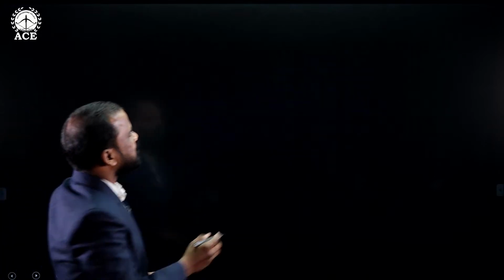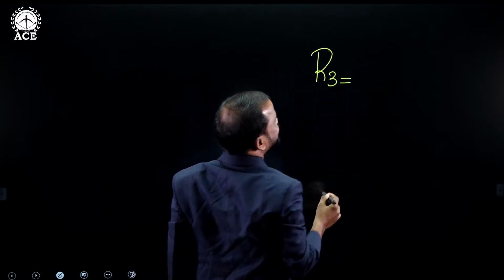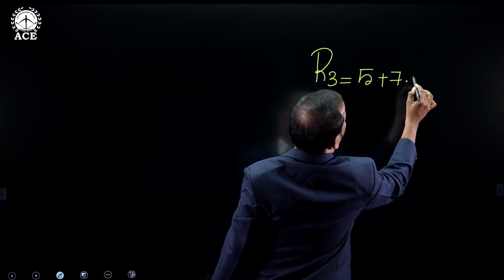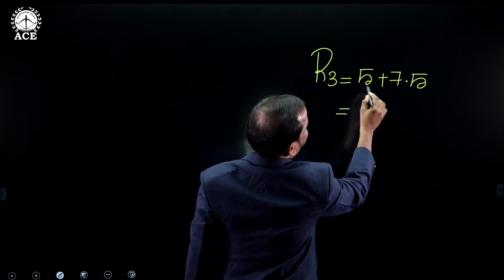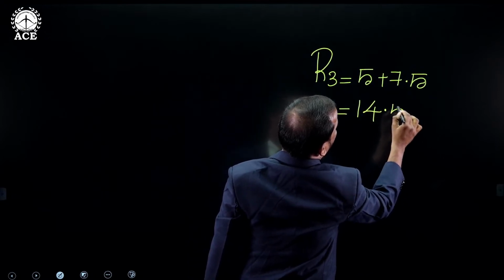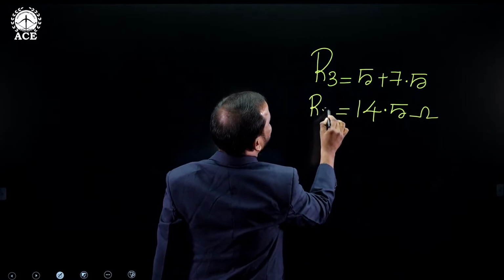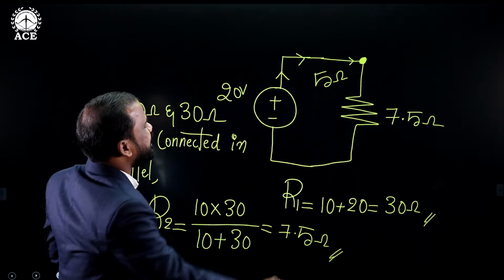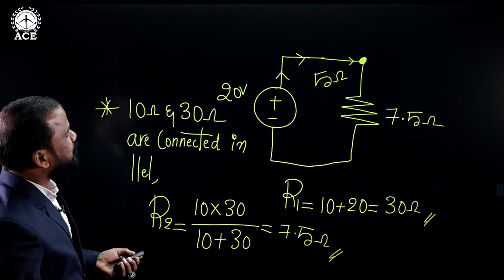Then for the final value of equivalent resistance, I am giving the name R3 to the series combination of 5 and 7.5. So 7.5 plus 5, what will it give? 14.5 ohms. Okay. So this is the value of the equivalent resistance in the given network. So I can directly replace this combination by what?